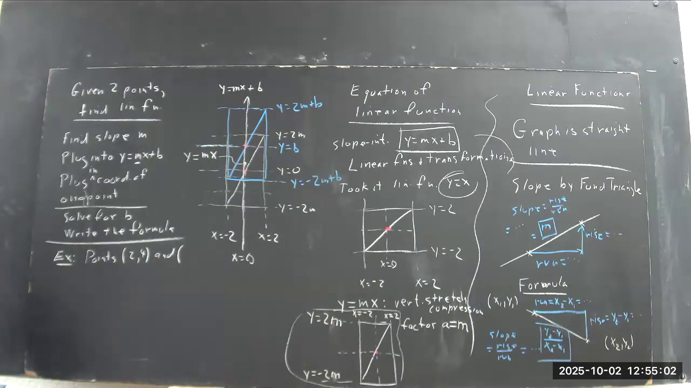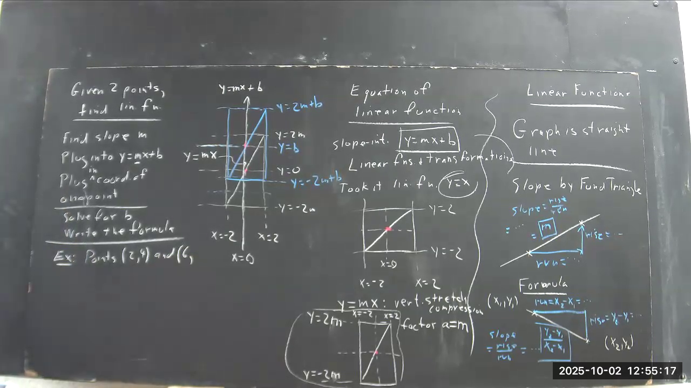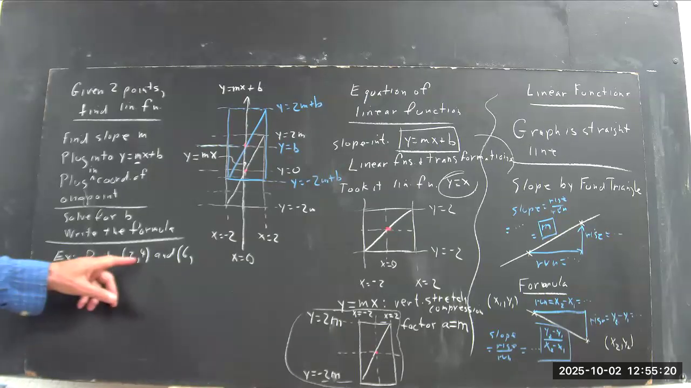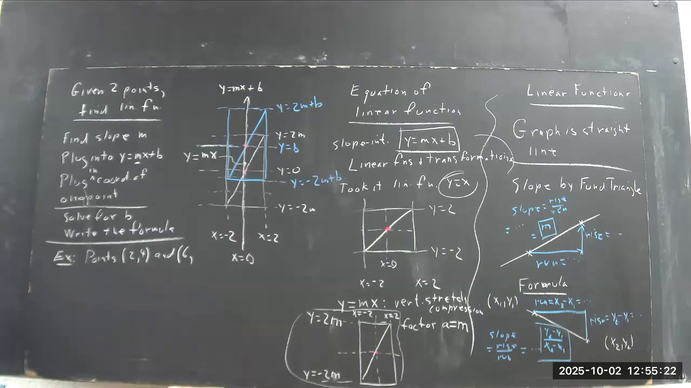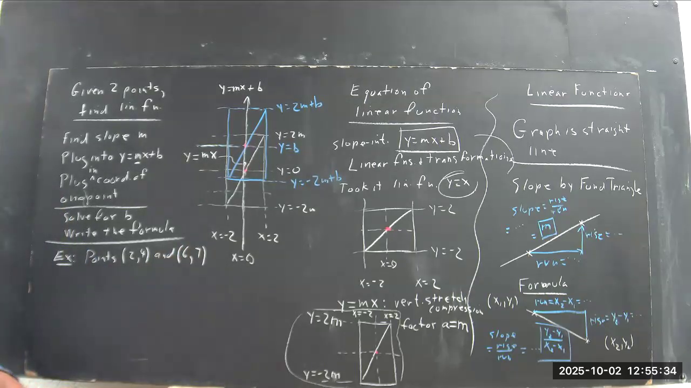Okay, what's your number? No, we don't want to do the same point twice. But we could do 6. Okay, we'll try another number. No, we don't want 4, because that's the same as this 4, and that would give us a 0 slope. Okay, 6, 7. That was a 7, wasn't it? Yes. Okay, points 2, 4, and 6, 7.